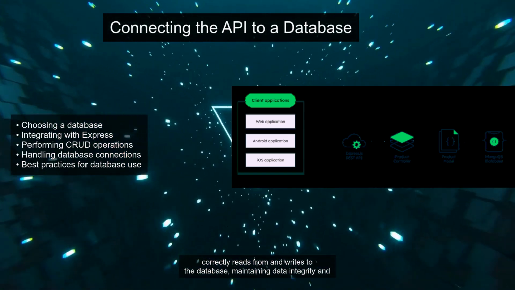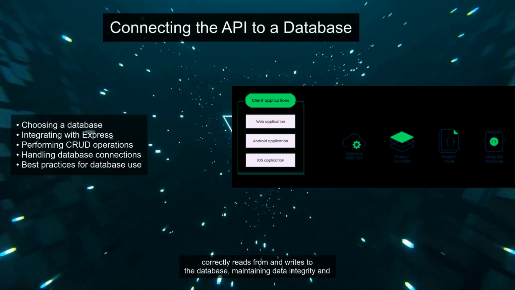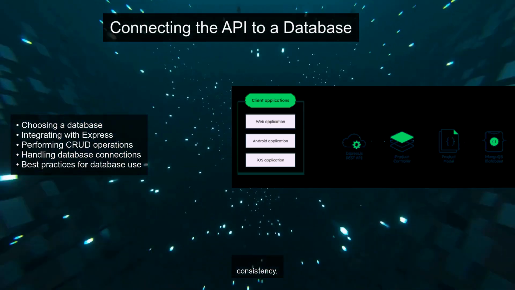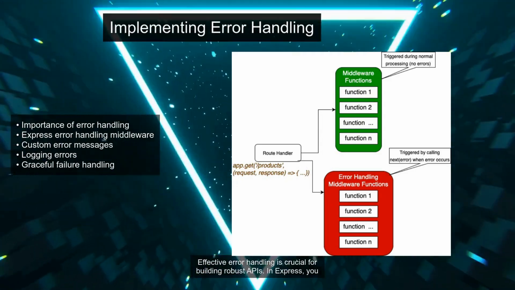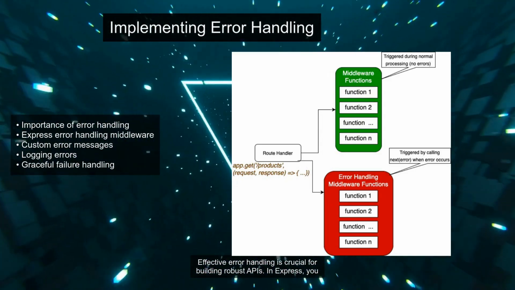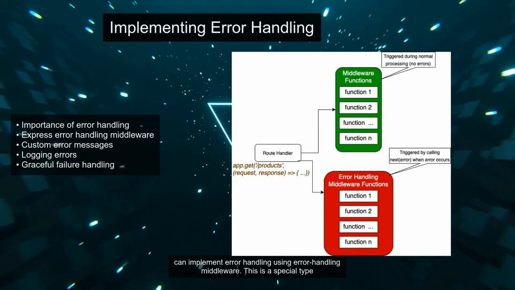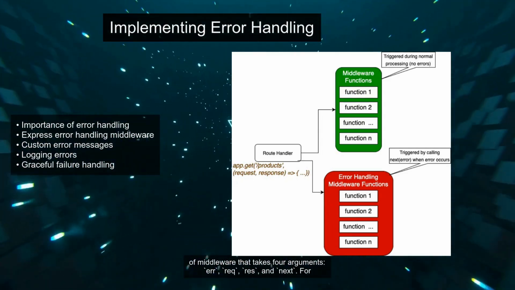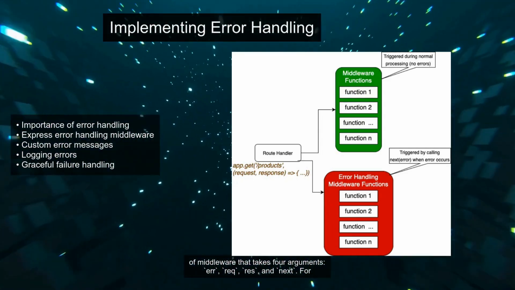Testing your database integration involves verifying that your API correctly reads from and writes to the database, maintaining data integrity and consistency. Effective error handling is crucial for building robust APIs. In Express, you can implement error handling using error handling middleware. This is a special type of middleware that takes four arguments: err, req, res, and next.